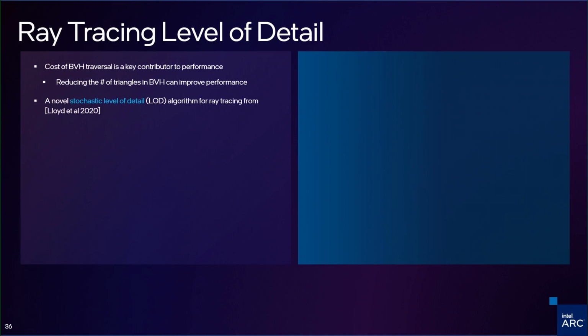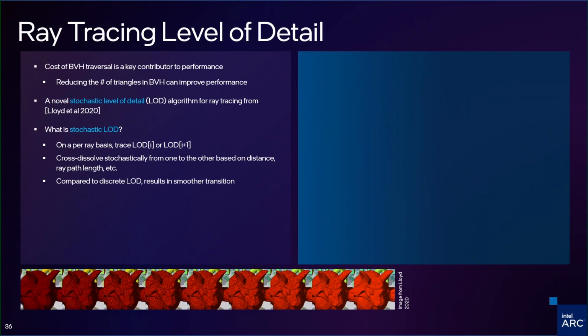Now, there was a paper by Brandon Lloyd and some co-authors in 2020 about a feature that they called stochastic level of detail. This has been used in rasterization before, but it was never really discussed in the context of real-time ray tracing APIs, the new APIs like DXR and Vulkan, until this paper came out. The basic idea is, on a per-ray basis, to decide whether we're going to trace a low LOD representation of our geometry or a high LOD representation.